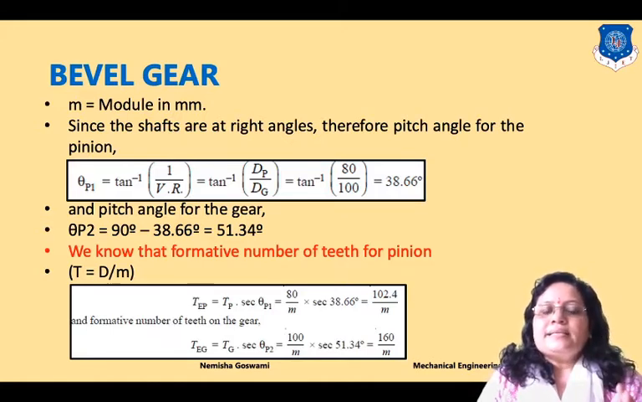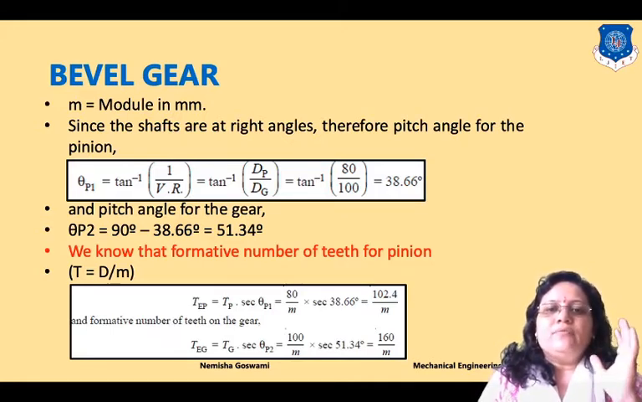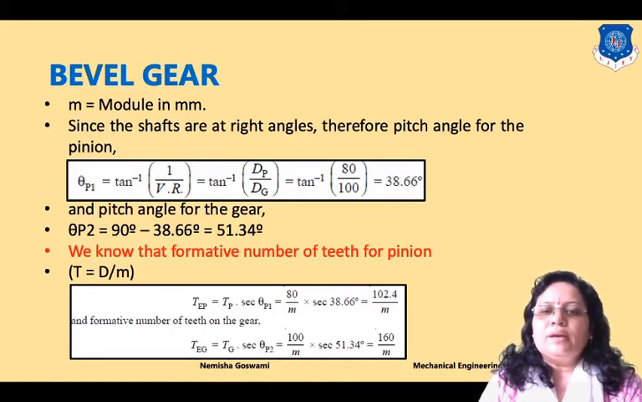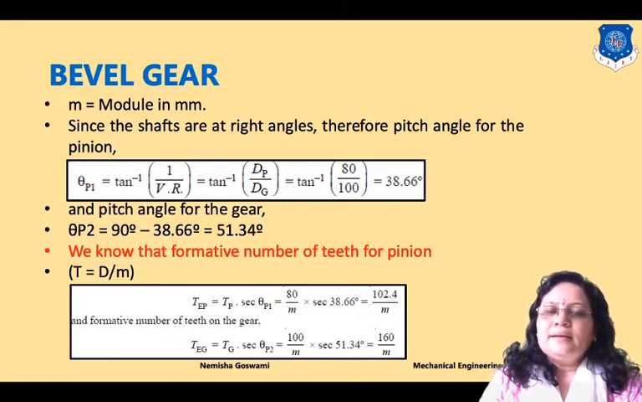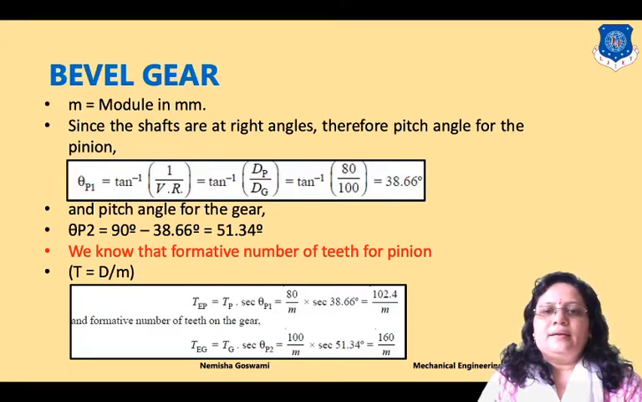Now the next step is to calculate the formative number of teeth. So what is the formula for formative number of teeth? Formative number of teeth is equal to TP into sec theta P1. Theta P1 is the pitch angle for pinion. So we will put all values.